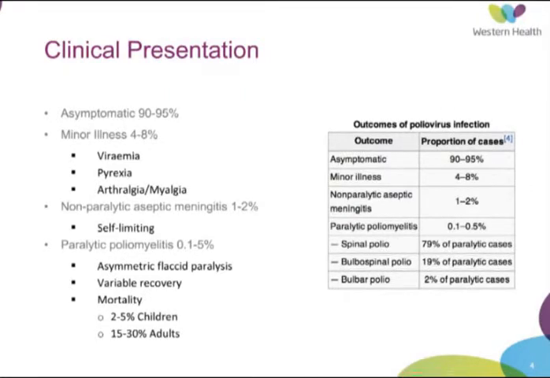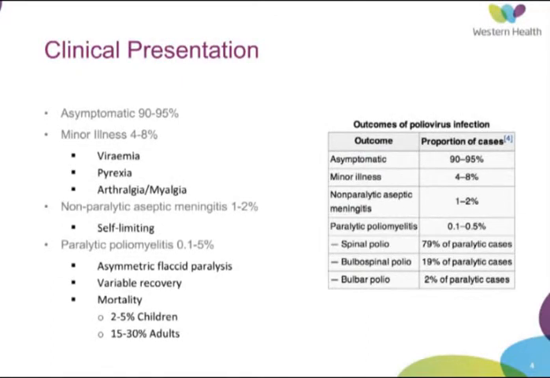If you have a look at the table over on the side, you can see it's broken down into paralytic poliomyelitis, broken down into spinal polio, which are those that affect the lower motor neurons controlling the limbs, bulbar spinal that affects both the spinal and the brainstem nuclei, and then the bulbar polio. And these are the guys that tend to have trouble with the respiratory drive and phrenic nerve paralysis. So that's where the mortality rate comes in.